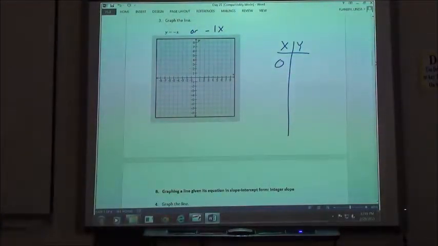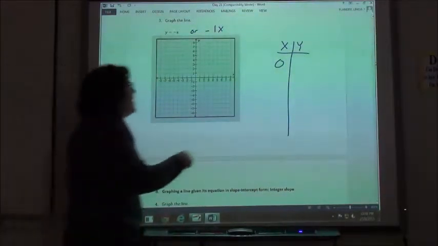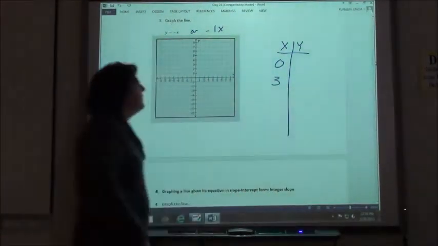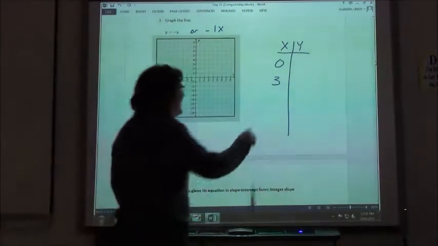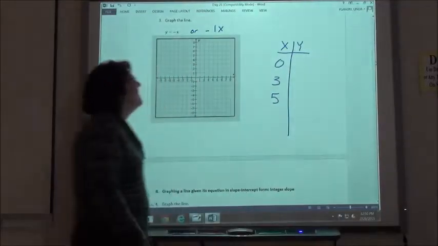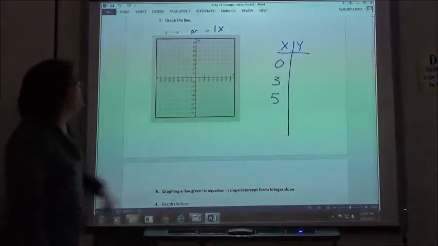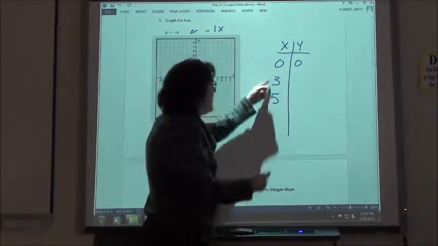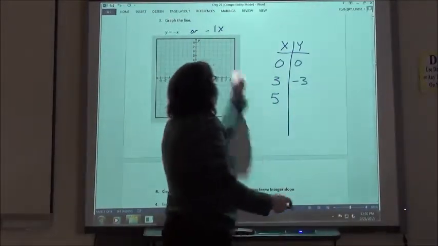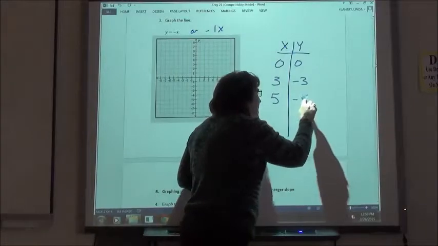What else shall we use? 3, okay. One more. 5, okay. So would they all be negative, right? Negative 3, negative 5. So, negative 1 times 0 is 0. Negative 1 times 3 is negative 3. Negative 1 times 5 is negative 5.